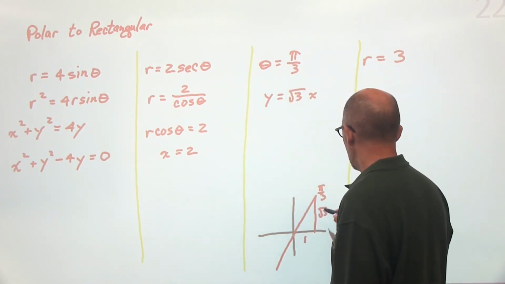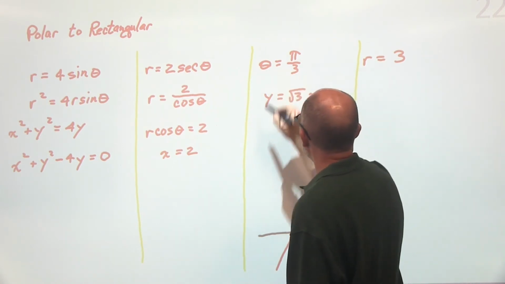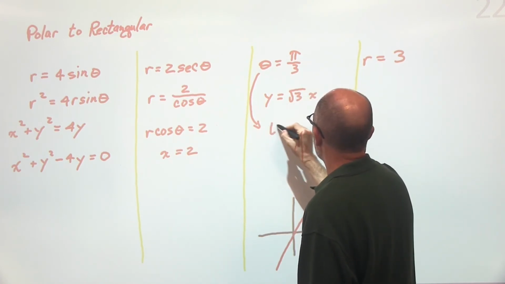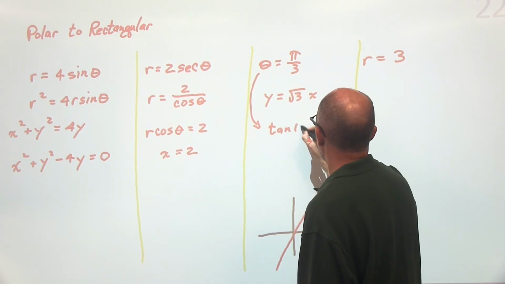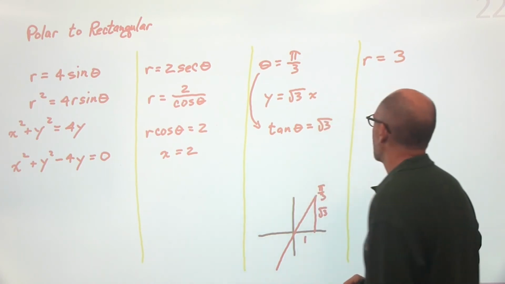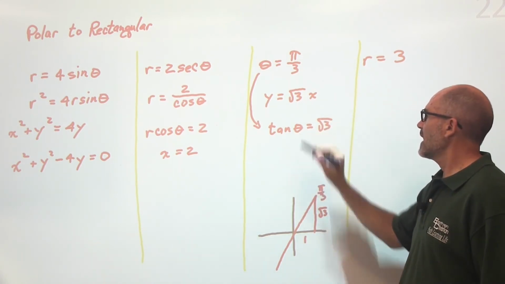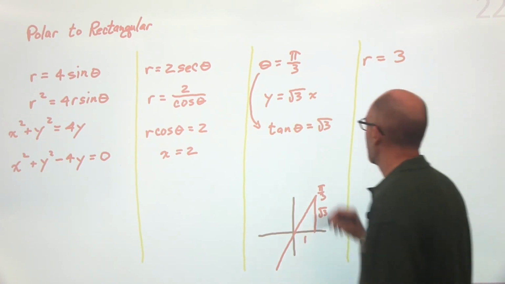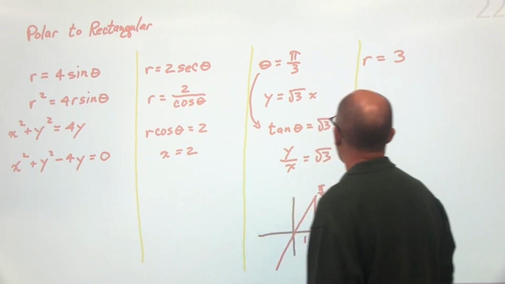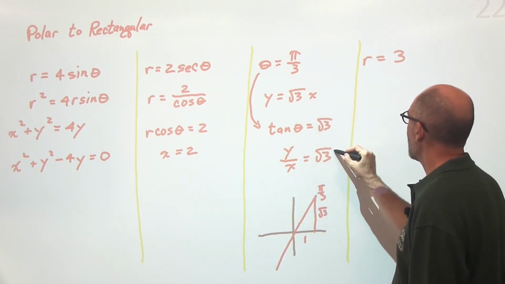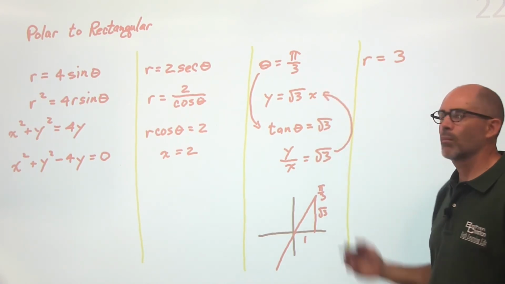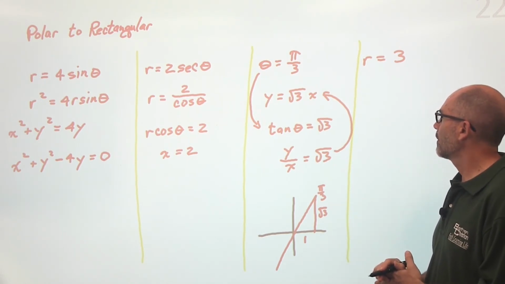Now, another way of seeing this is tangent of theta here is square root of 3 over 1. So I could say tangent theta equals square root of 3. Now remember, tangent theta is just y over x. So I can change this to y over x equals square root of 3. And if I multiply both sides by x, then I'm back to y equals square root of 3x. So that's it, piece of cake.